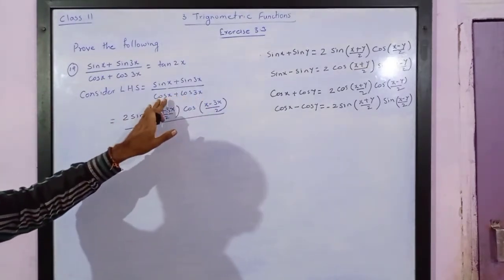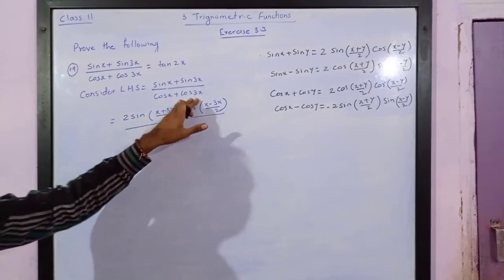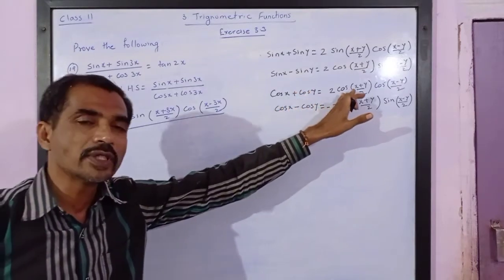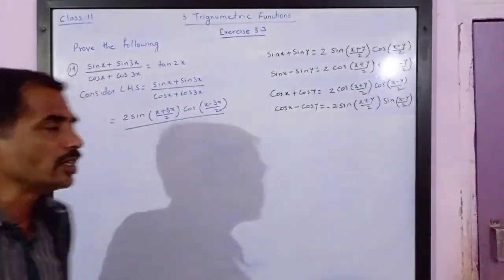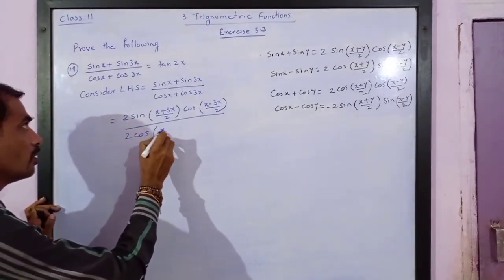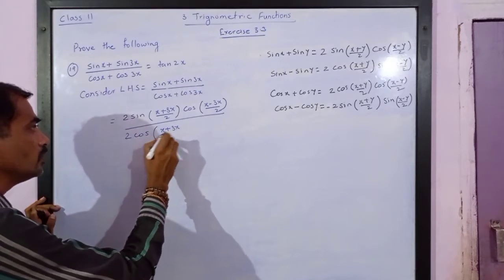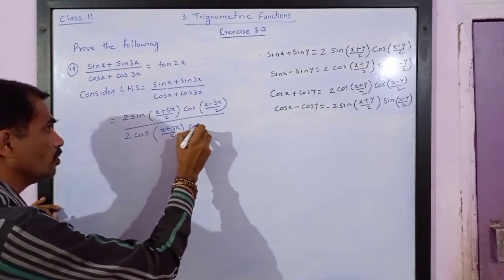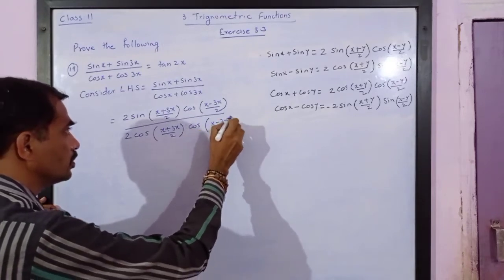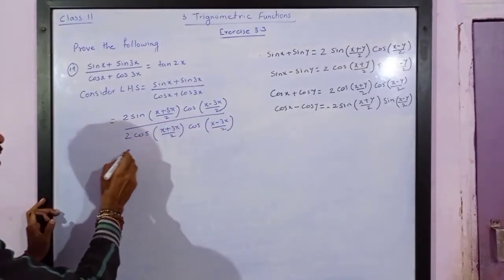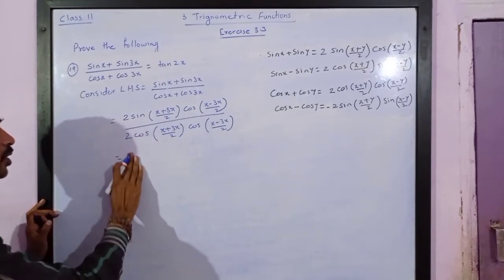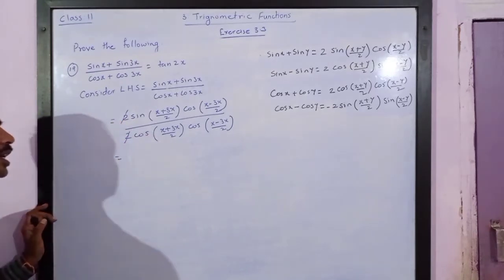Angles are different, so we have to use the cos x plus cos y identity, that is cos x plus cos y is equal to 2 cos of (x plus y) upon 2 into cos of (x minus y) upon 2. So this becomes 2 cos of (x plus 3x) upon 2 into cos of (x minus 3x) upon 2. You can eliminate 2 from numerator and denominator as well.